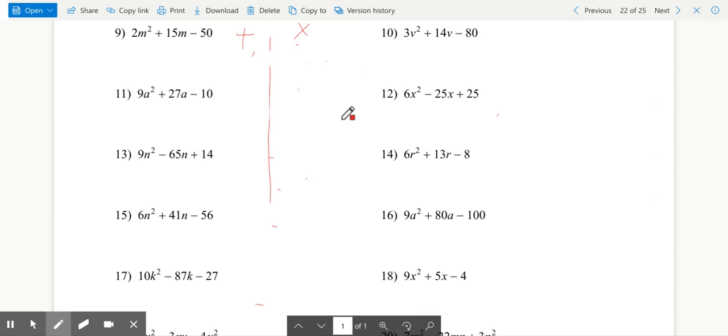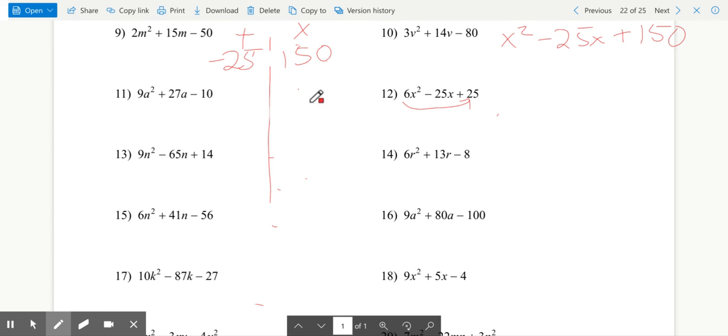But anyway, let's slide. So we're going to do 6 times 25. So 6 times 25 is 150. So we have x squared minus 25x plus 150. So we're looking for something that multiplies to 150 and adds to negative 25.